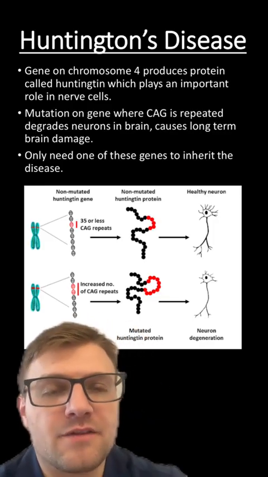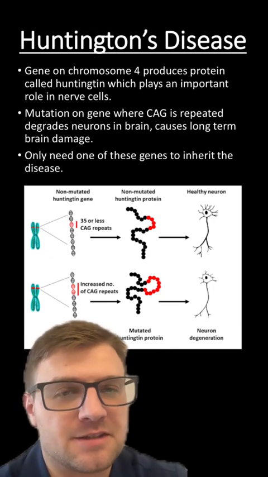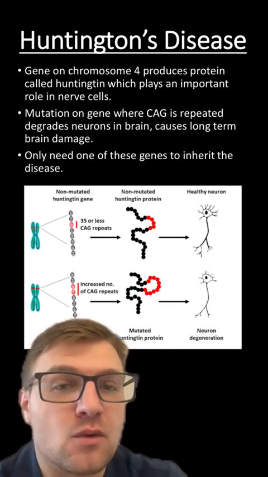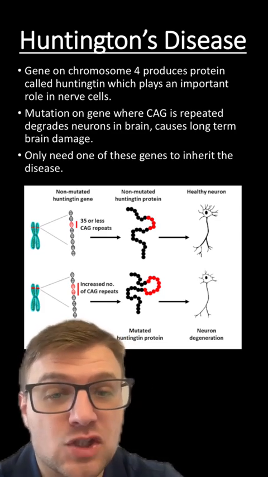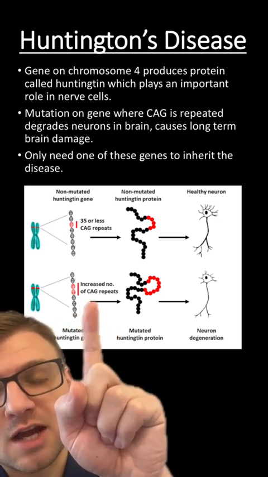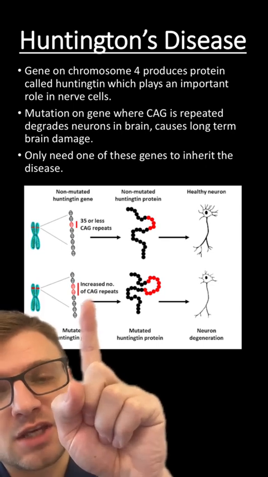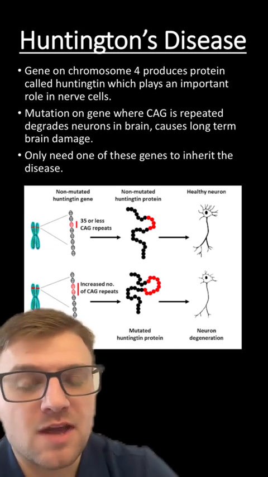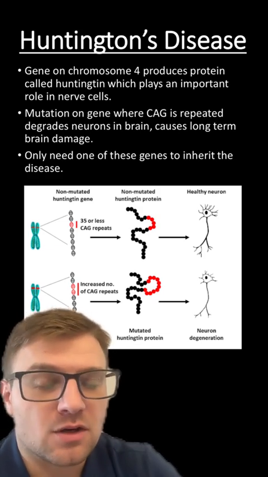An example of an autosomal dominant disorder is Huntington's disease, which is found on chromosome 4. People with Huntington's disease will receive at least one copy of a gene where there is an overexpression of an amino acid from the CAG nucleotide sequence. Basically what that means is that overexpression of that one amino acid will degrade the neurons in the brain.